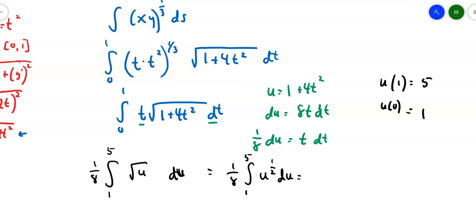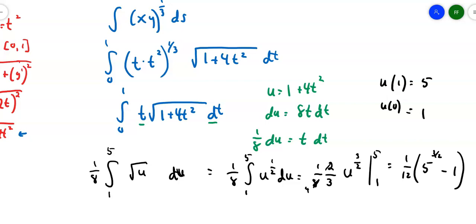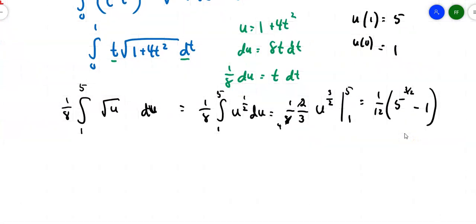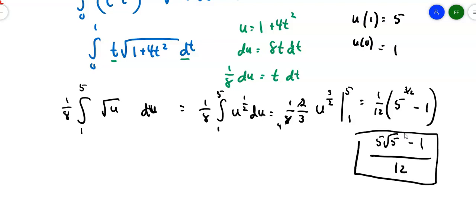Add 1, divide by the new power, so now I get u to the 3/2 divided by 3/2, but instead of dividing by 3/2, I'll multiply by 2/3. And I'm going to evaluate this at 5 and at 1. So first of all, this becomes 1/12. And then I get 5 to the 3/2 minus 1. Right? 1 to the 3/2 is just 1. I suppose I could leave it like that. I could also clean it up a little bit and write it as 5 square root of 5, that's 5 to the 3/2, minus 1 all over 12. So that's the value of my line integral.